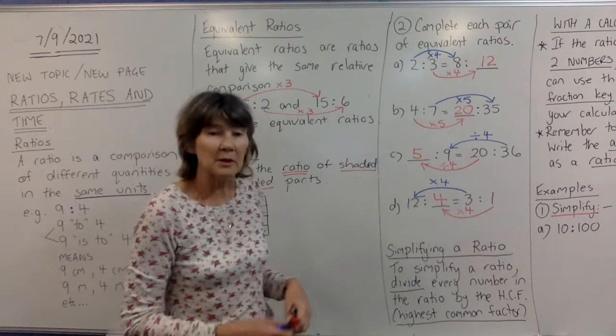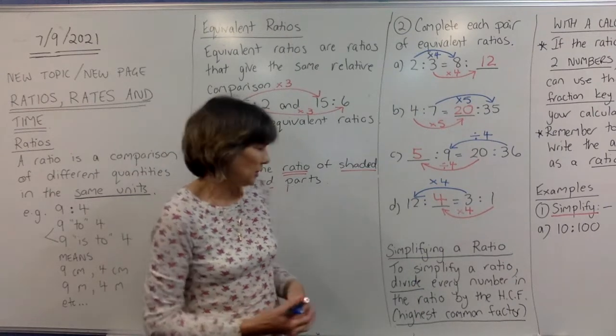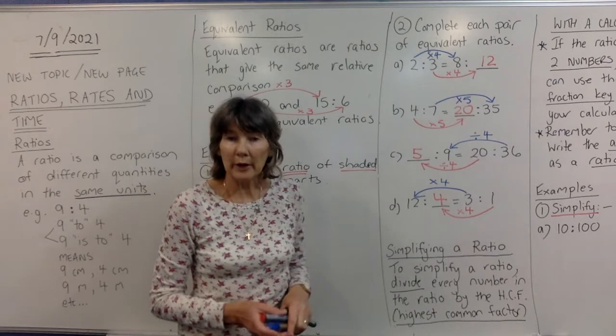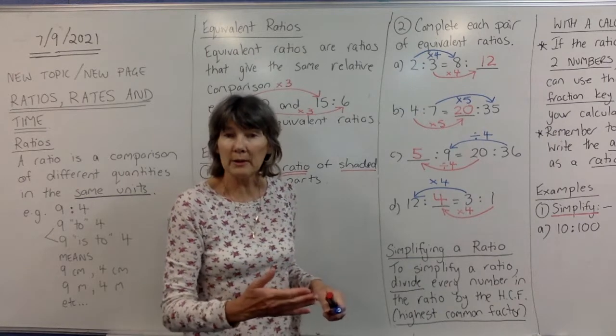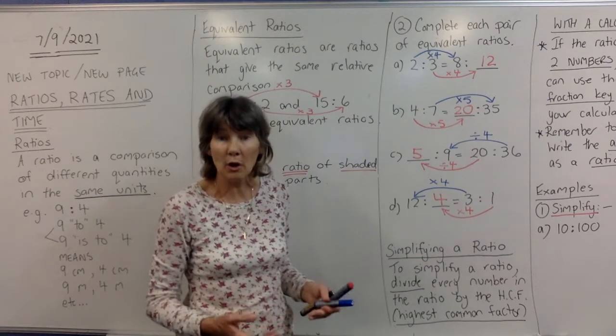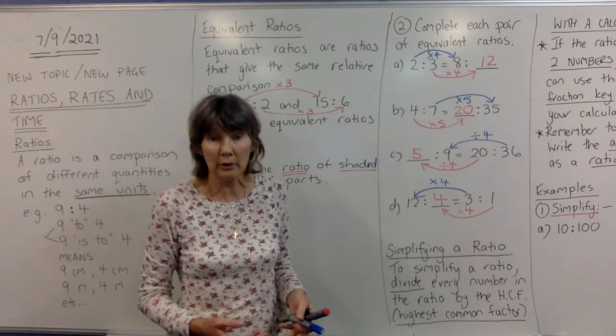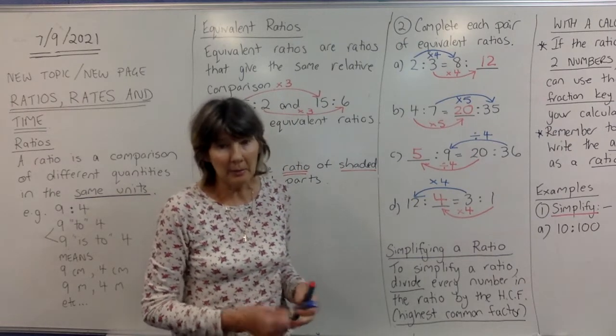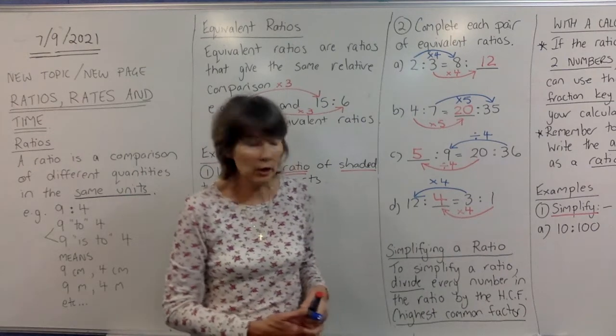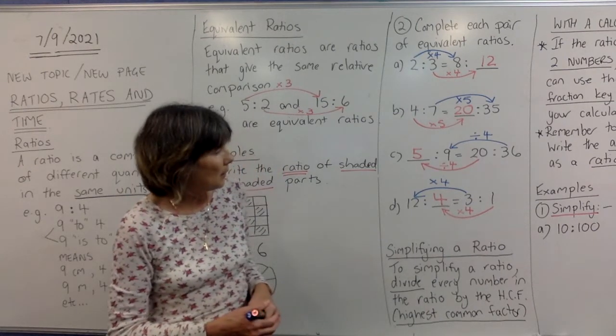All right, now we're up to the simplifying ratios. So to simplify a ratio, we're going to look at all the numbers in the ratio, and we're going to find the highest common factor. That's the highest number that divides evenly into all of them, and we're going to divide by that number to every one of the numbers in the ratio. So let's see how it works.